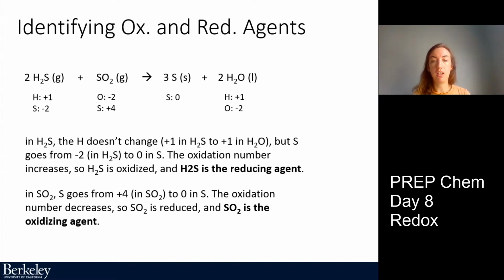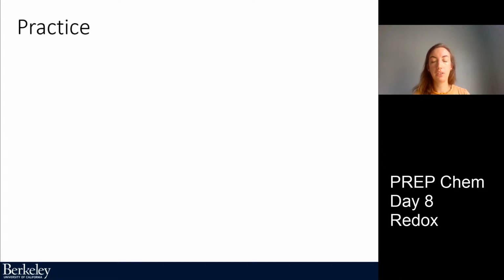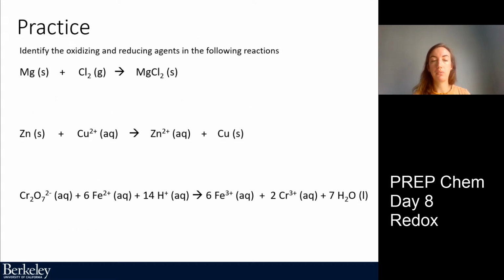Okay. So I have a few practice questions that I want you to work on in your groups. Identify the oxidizing and reducing agents in the following reactions. The first thing you're going to do is assign oxidation numbers to each atom, and then whoever's oxidation number goes up is oxidized, and whoever's oxidation number goes down is reduced, and then whoever is oxidized is the reducing agent, and vice versa.